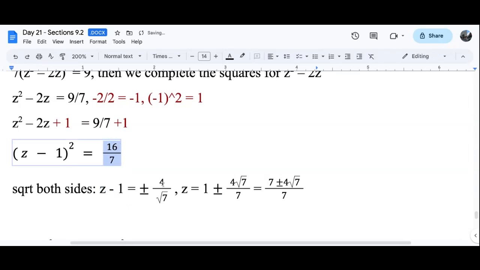We square root of 16, we get 4. We square root of 7, we get square root of 7. When we square root, we have to write two values. One is positive, one is negative. Then we add 1 on both sides, so we get this one. Then 1 is 7/7, so we can write it this way too. Any questions?